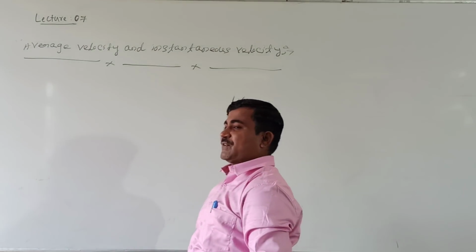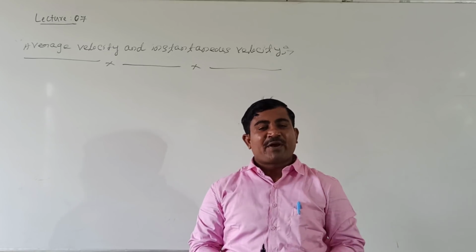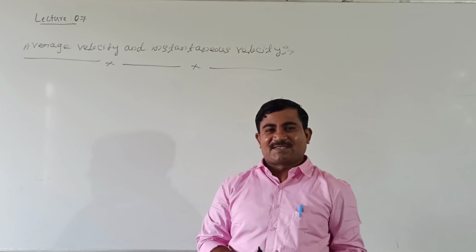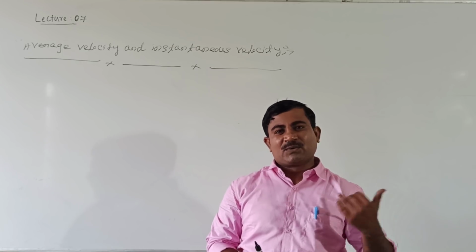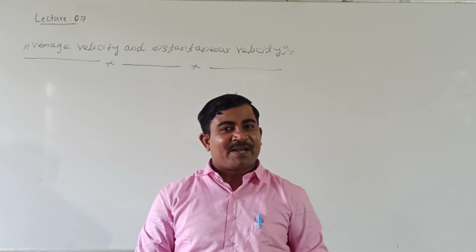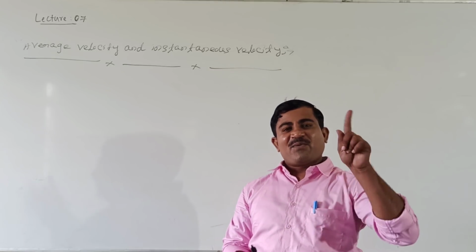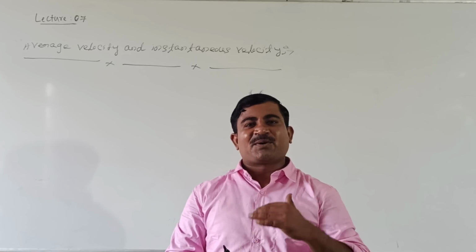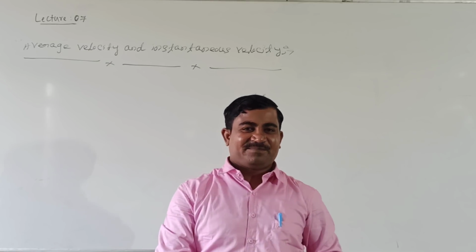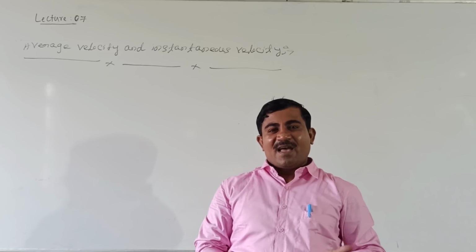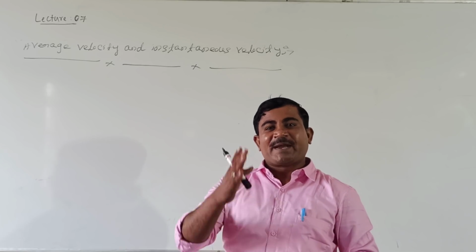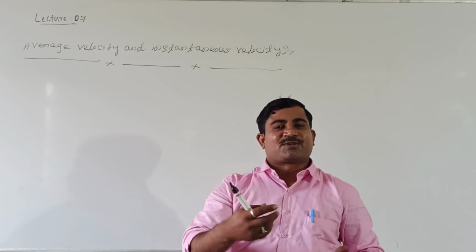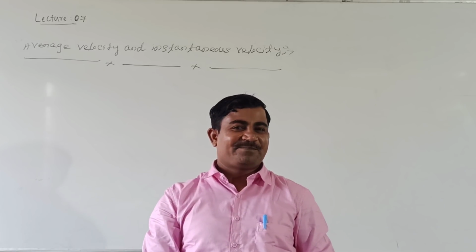Students, we defined average speed and instantaneous speed in the previous class, two classes back. There, what is the average speed? Average speed means the ratio of total distance divided by total time. Instantaneous speed means the speed of the body at any instant of time, or at any point of its motion. Right?